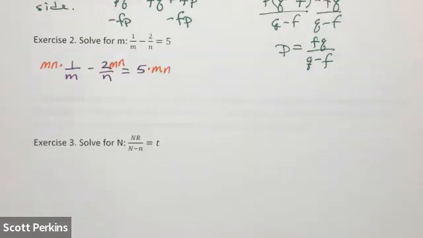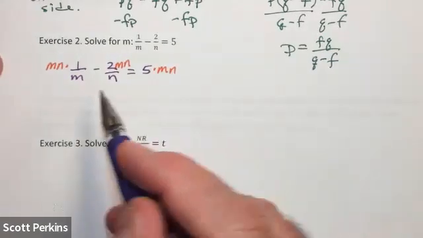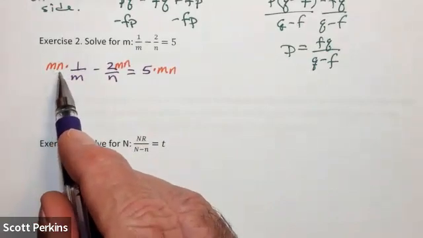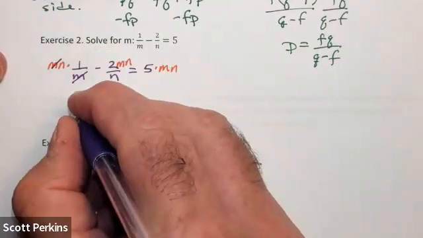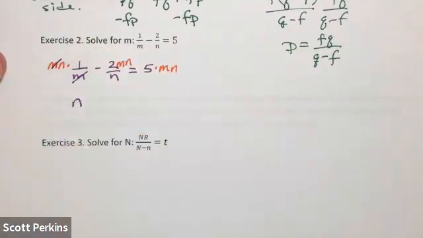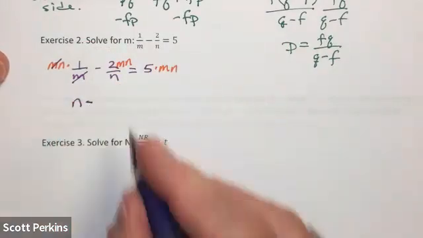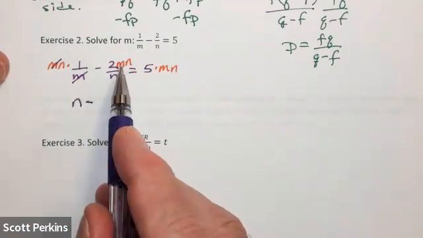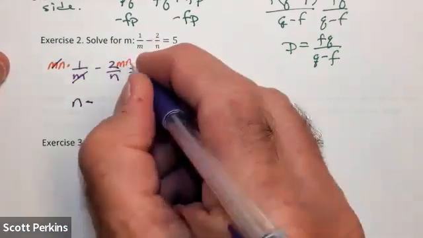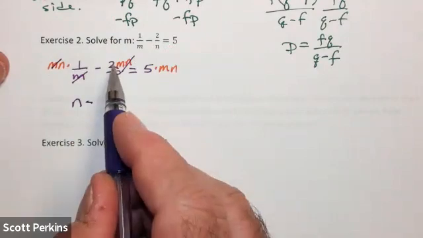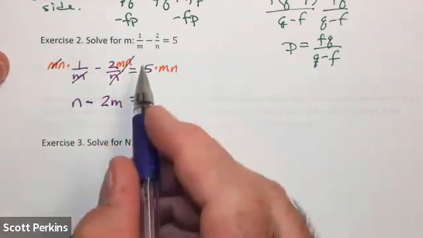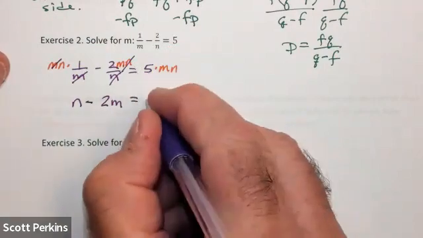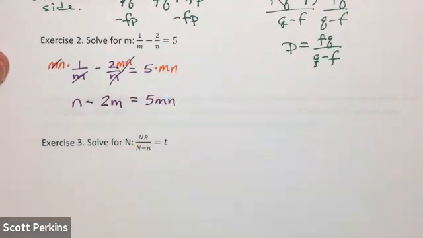All right, let's see how you did here. M times N is the common denominator, so we're going to go through. The first term, M times N times 1 over M: the M's cancel, and I'm left with N. So there's my new first term with no fraction. Minus, and then the second one, I've got M times N times 2 over N. The N's cancel here, and so I have 2 times M as the second one. And on the other side, there's no fraction to cancel, so I have 5 times M times N.